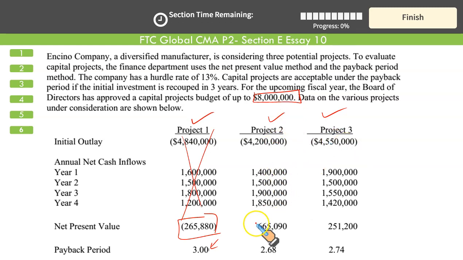Comparing project 2 and 3, project 2 is giving the highest NPV, so we should take on project 2 because it's giving you the highest NPV and its payback is the shortest. From the payback point of view, it is the best. From the NPV point of view, it is the best. So this project is the best amongst all 3. So our recommendation would be project 2.